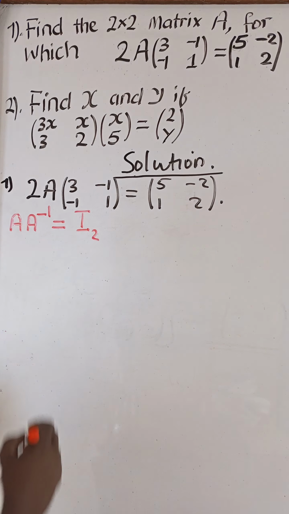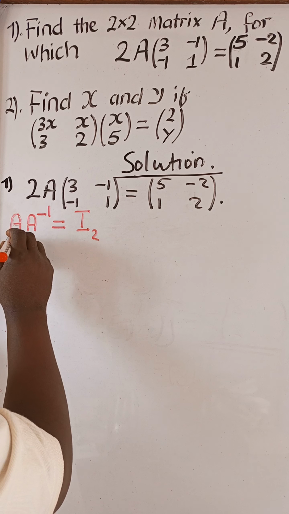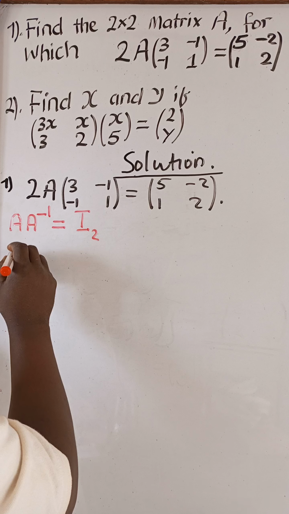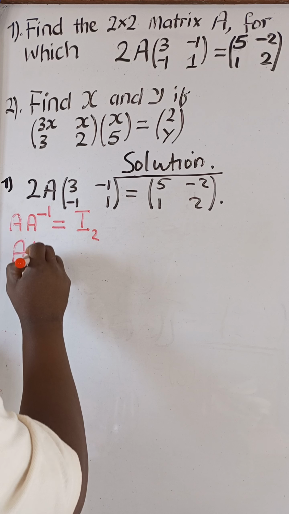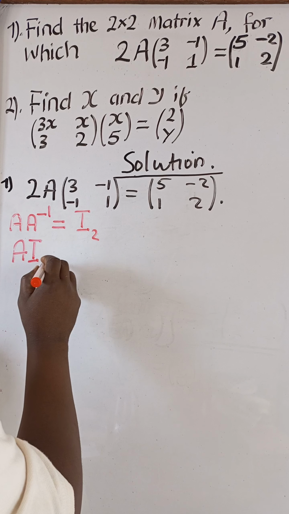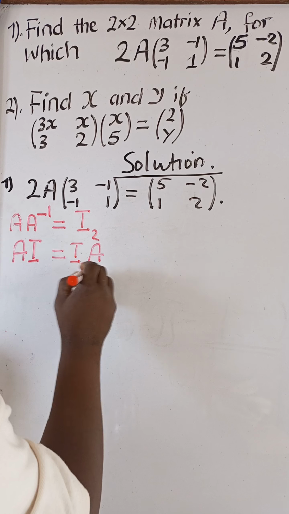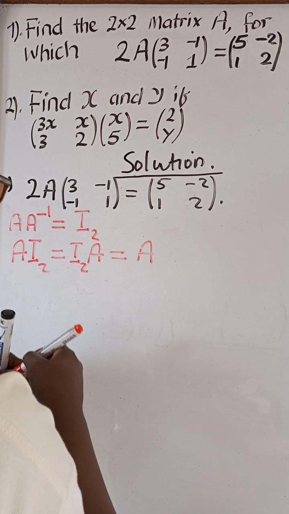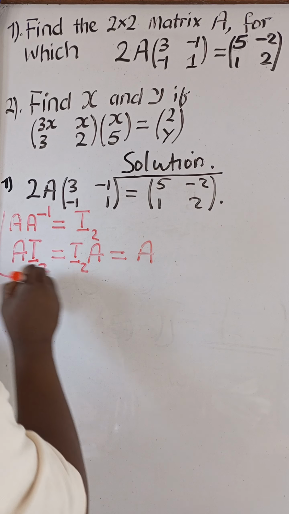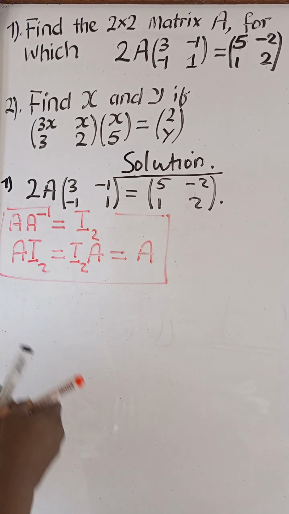So if I write I2 here, it simply means the 2 by 2 identity matrix. The next important notion is the fact that any matrix post-multiplied or pre-multiplied by the identity matrix will just give us the same matrix. So this is what we're going to use to be able to find the matrix A.